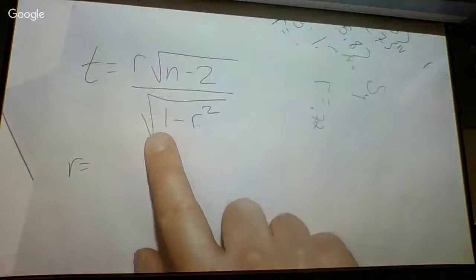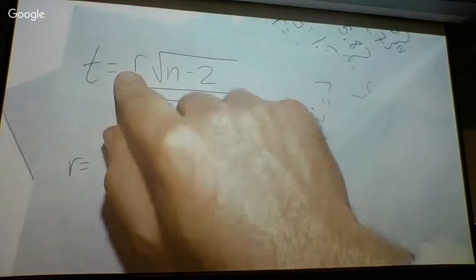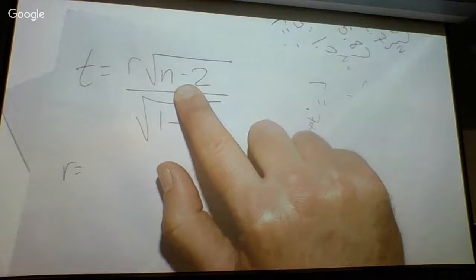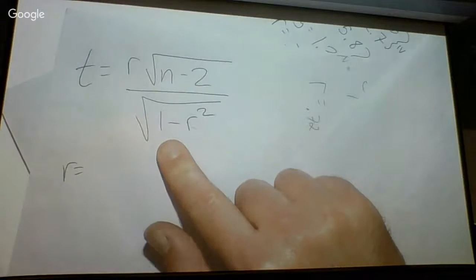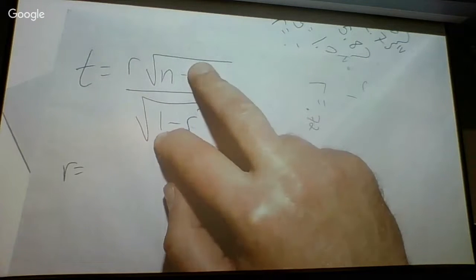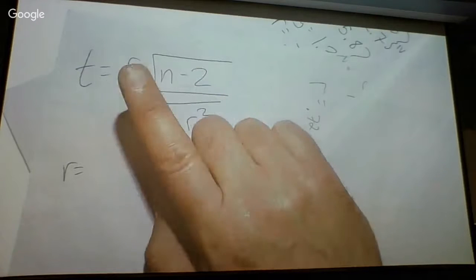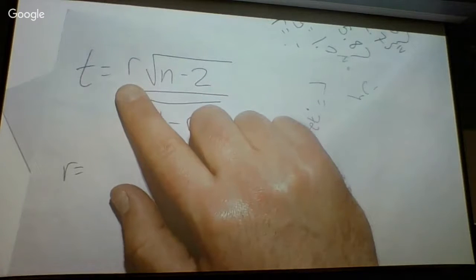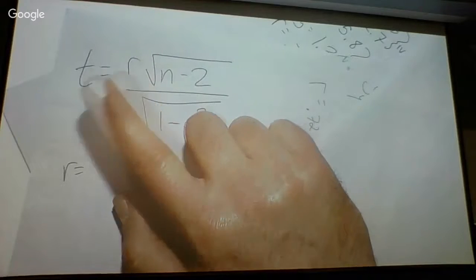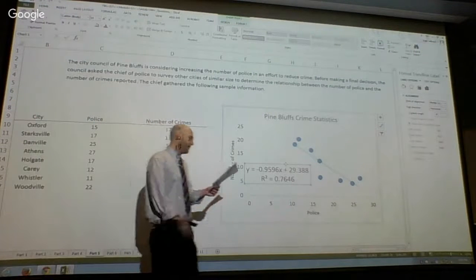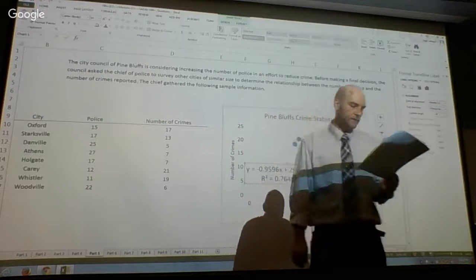This is the formula to calculate our test statistic t. R can be positive or negative. The square root of your degrees of freedom is always positive. The square root of 1 minus r squared is always positive. That's always positive. That's always positive. The only thing that can be positive or negative to affect the sign of t is r, which is why r determines the sign of t. Negative 4.41 is my t value.